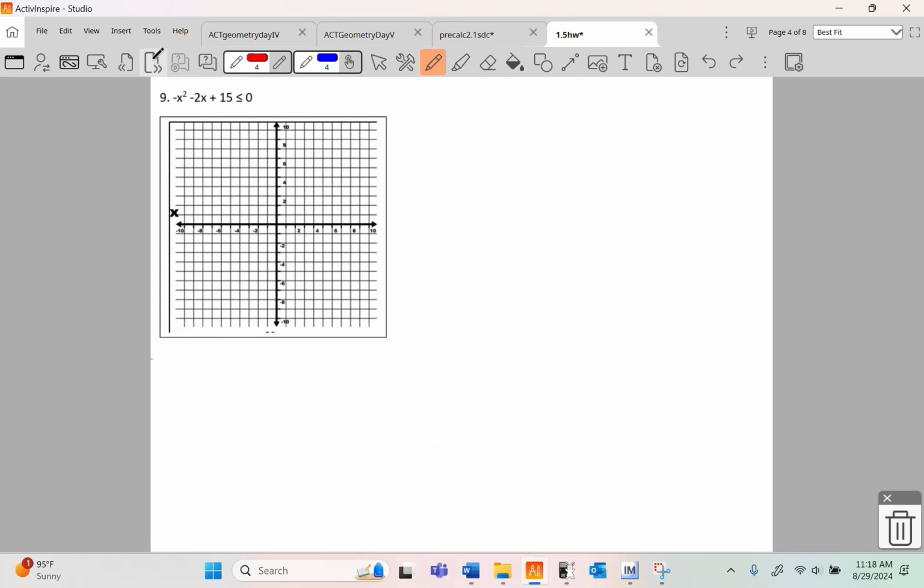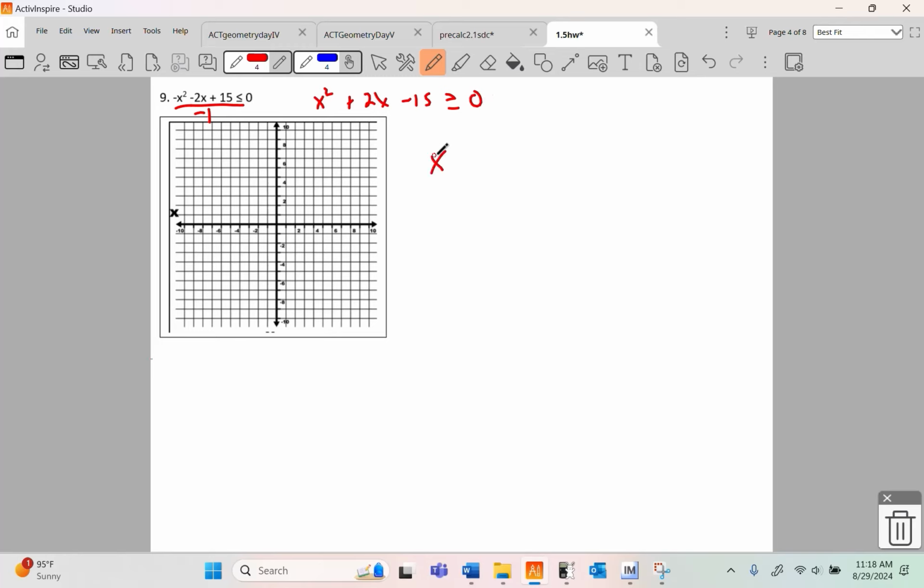Here's another one. What I'm going to do first on this one is divide out the negative 1. The reason I'm doing it is that it makes x squared positive, and it flips the symbol. Maybe you remember that. Maybe Miss Buckley told you to do that. I don't know.